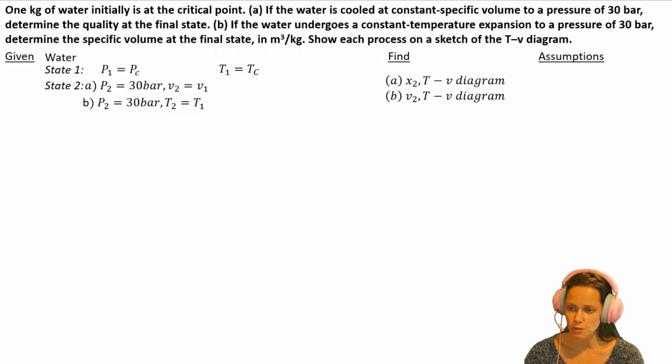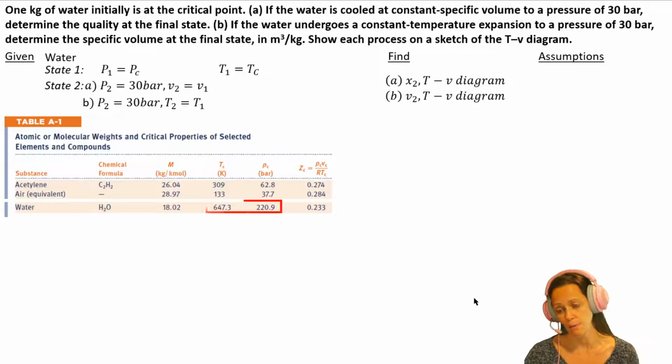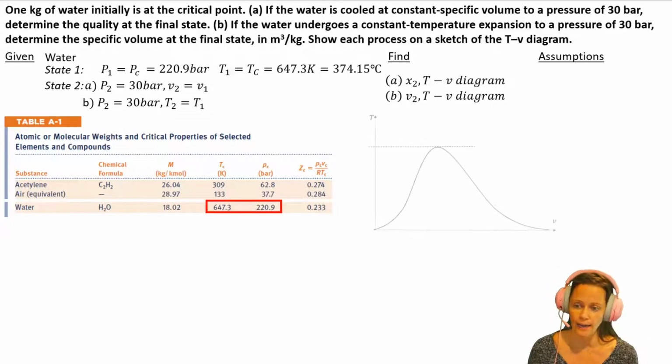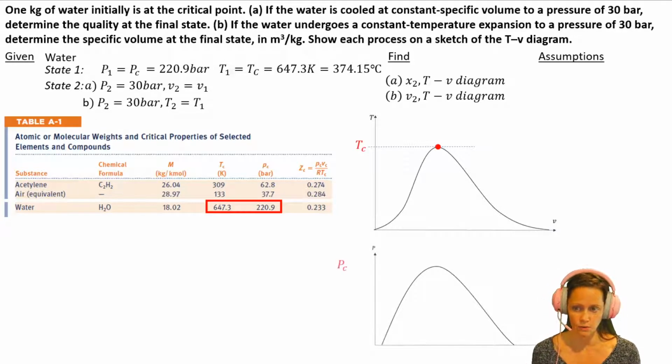So what's the critical temperature and pressure? Well, if you don't know that information, you can look it up in a couple of places. Table A1 has it. I've gone ahead and put that temperature in terms of degrees Celsius, so they report it as 647.3 Kelvin. And that critical temperature and pressure, it's just the dot on the top of the dome, okay? So the critical temperature and pressure are specific to whatever substance you've got.